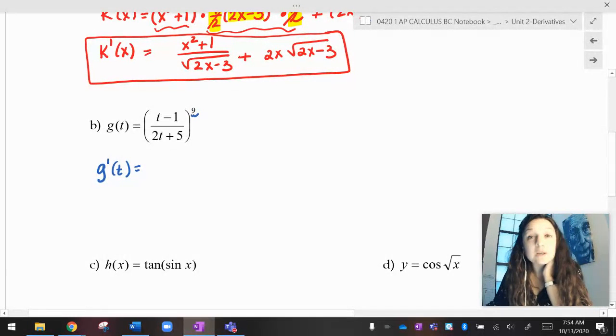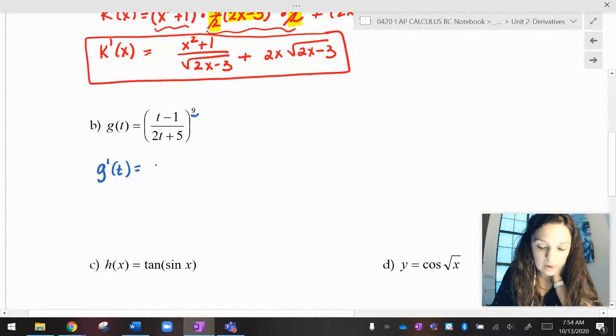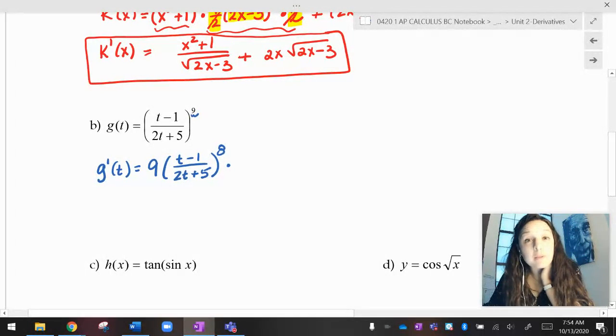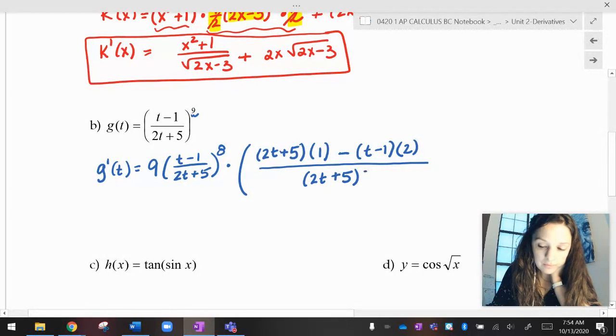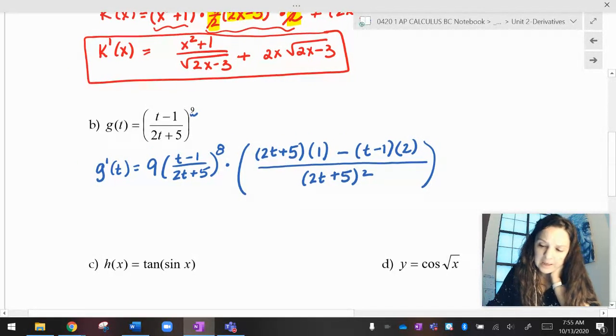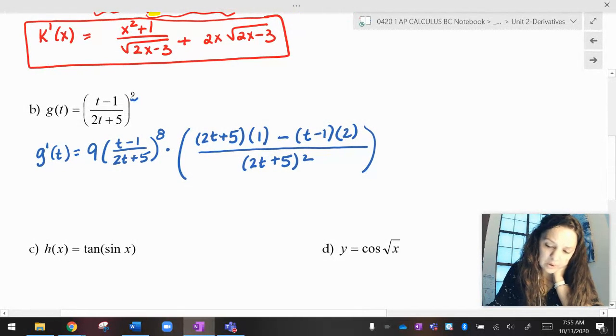is going to be bring down the power, reduce it by 1, multiply by the derivative of the inside. So bring down the power, reduce it by 1, but keep everything else the same, and then multiply by the derivative of the inside, which is going to be a quotient rule. So I'm going to have low d high minus high d low all over low times low. And again, I could leave this, but I really want to, I think, at least minimize that last part.